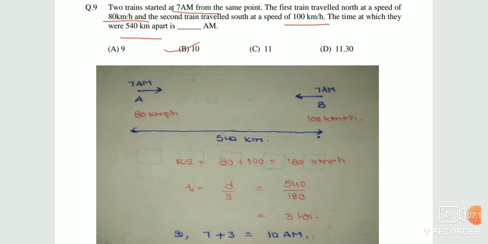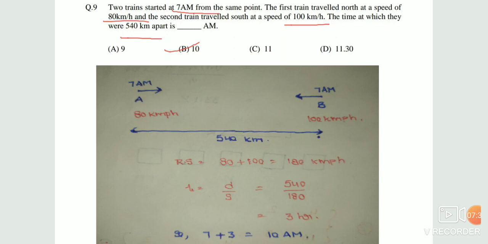Here we have to calculate relative speed. Relative speed is nothing but speed of train A plus speed of train B. So the relative speed is 180 km per hour. We know the distance. You know speed is equal to distance by time, so converting, t is equal to d by s, and 540 by 180 gives us 3 hours.